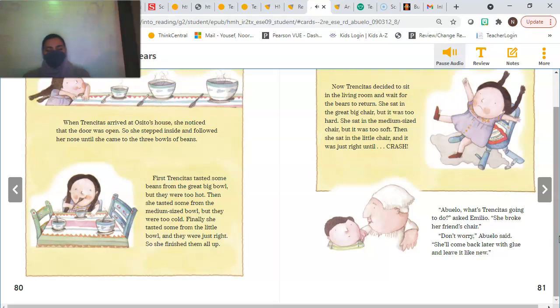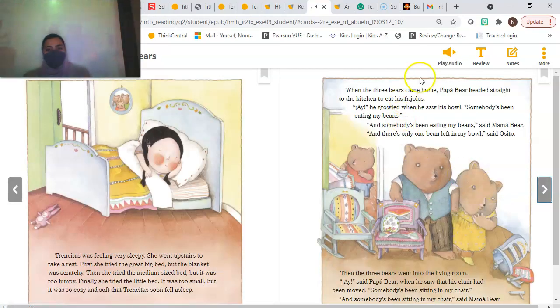Crash! Abuelo, what's Trenzitas going to do? asked Emilio. She broke her friend's chair. Don't worry, Abuelo said. She'll come back later with glue and leave it like new. Is that different from Goldilocks? Yeah. Okay, let's see if she will.